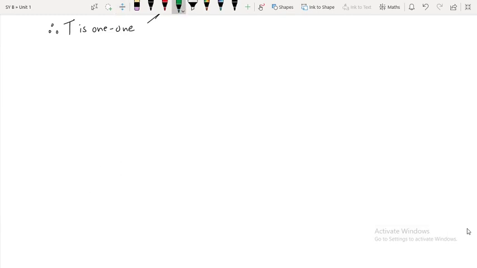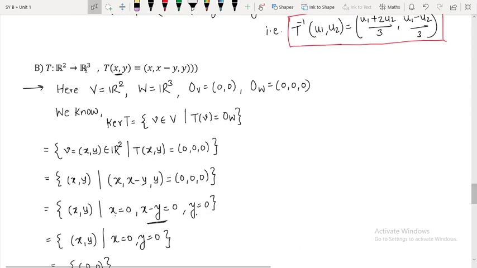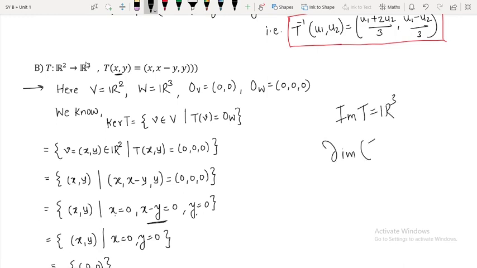Okay, now for this example, what is our codomain? For this example our codomain is R3. So if this function is onto, then what should be our image of T? Our image of T should be equal to R3. In other words, you can say our dimension of image of T should be equal to 3. So if dimension of image of T comes out to be equal to 3, then and only then this function is going to be what? Onto.